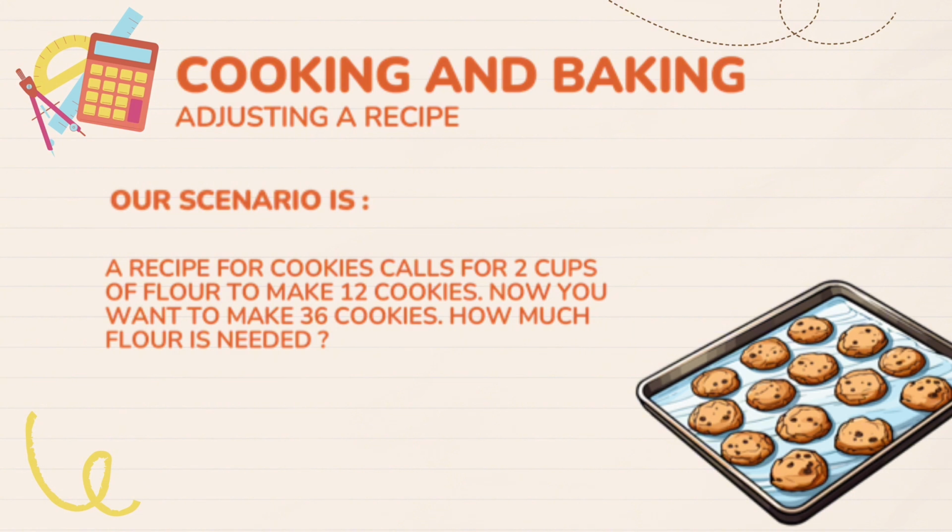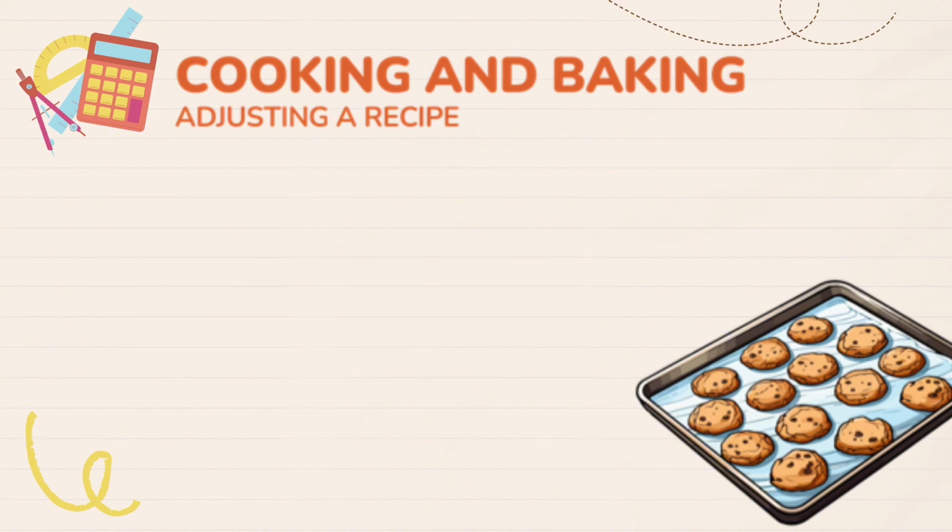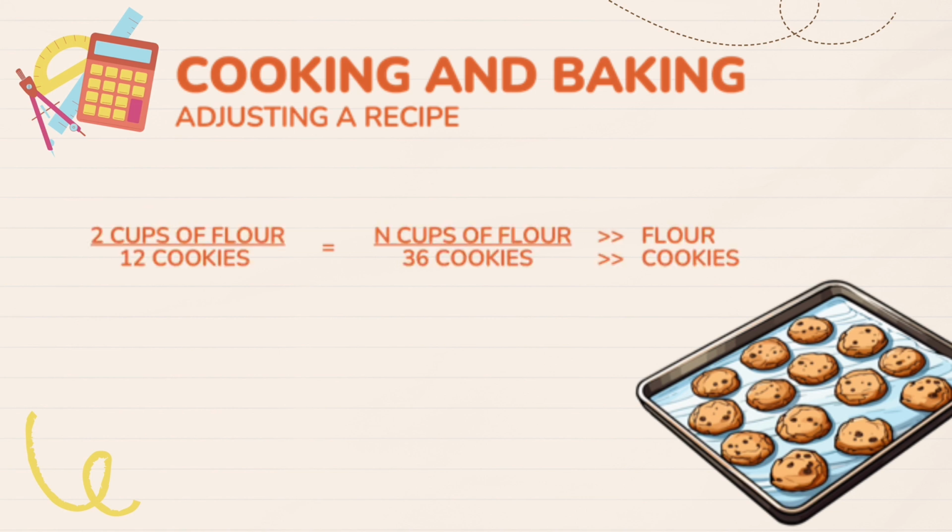How do we figure it out? Let me show you. Well, let's start with what we do know. We know that they need 2 cups of flour to make 12 cookies. So let's take that ratio and set up an equivalent ratio for the bulk order, 36 cookies. The key in setting up that equivalent ratio is to make sure that the units are the same as the first ratio. Cups of flour on the top and cookies on the bottom.